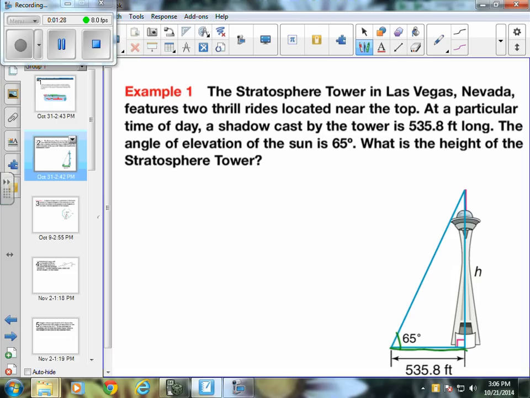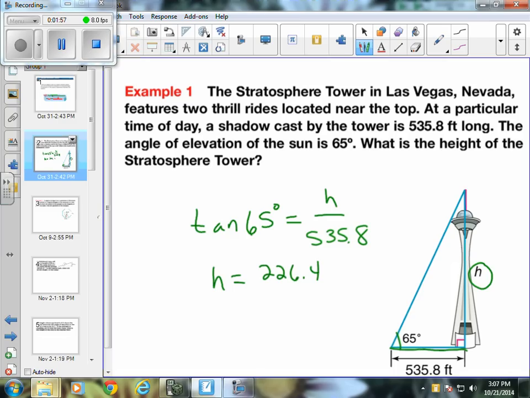So which trig function should we use to find the height? That's the side opposite the 65. We have adjacent, and that would be, let's see, tangent. So we have tangent of 65 degrees is equal to h over 535.8. And we're going to go ahead and multiply and get our height. So I believe that was 226.4 feet. You can double check my arithmetic. I'm hoping I use the right one there.